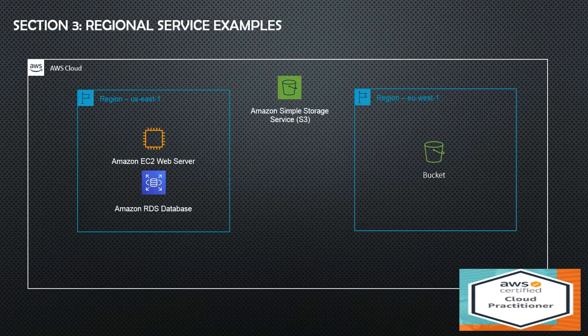This slide explains the regional services. Here you can see the regional services are the EC2 instances. Say you are running one EC2 instance in region US East 1, you are running a web server, and you are running an RDS service. So these two, 1 and 2, are both regional services. Okay, and then you have S3.